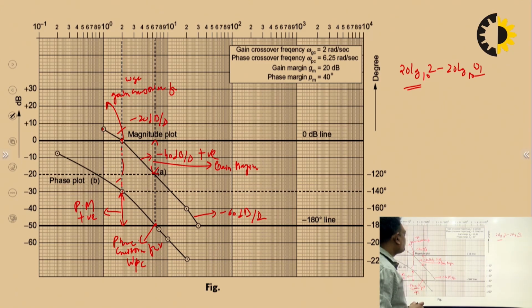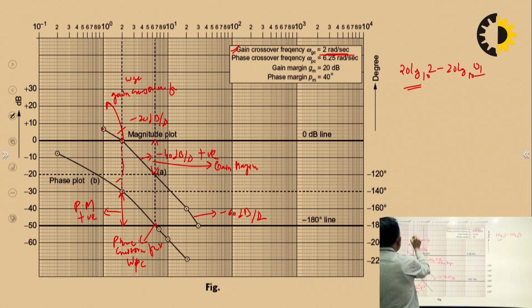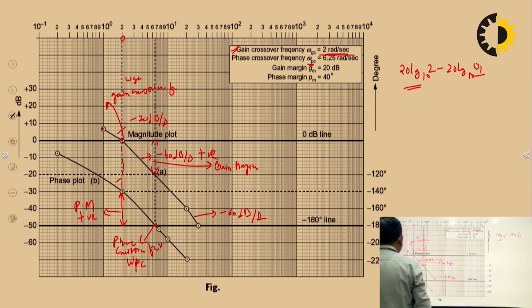Now you can directly calculate the values of gain margin and phase margin by seeing this Bode plot. This is the point where the 0 dB line is cut by the magnitude plot, so it is 2 radian per second. For the phase crossover frequency, where the phase plot cuts the -180 line, this point lies somewhere between 6 and 7. When you plot it exactly on semi-log paper, you get 6.25 radian per second precisely.